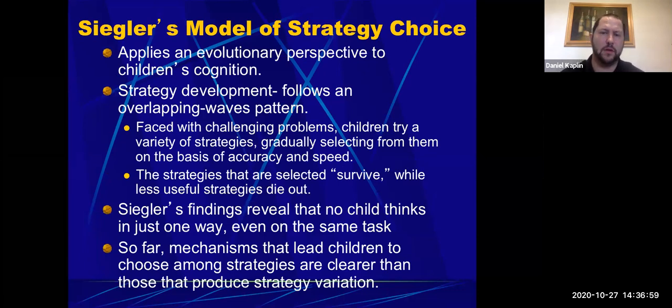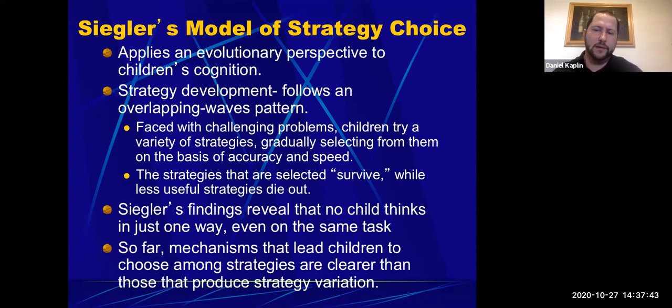Now, Siegler's model of strategy choice. So this is another way of explaining how we think. Siegler operates from an evolutionary point of view. So if we talk about cognition, things have to have some level of adaptive nature to survive. And if the strategy is not adaptive, it dies out. So strategy development operates similar to evolution. If the strategy is useful, it will survive. If the strategy is less useful, it will die out.